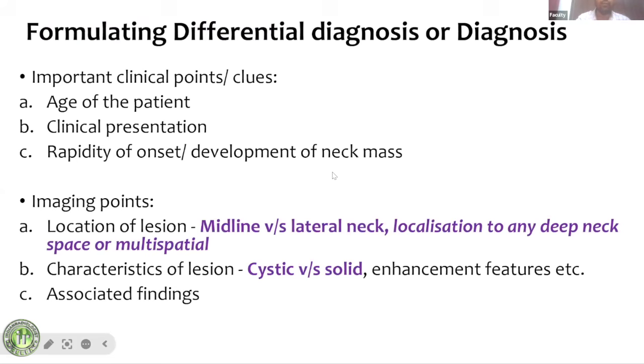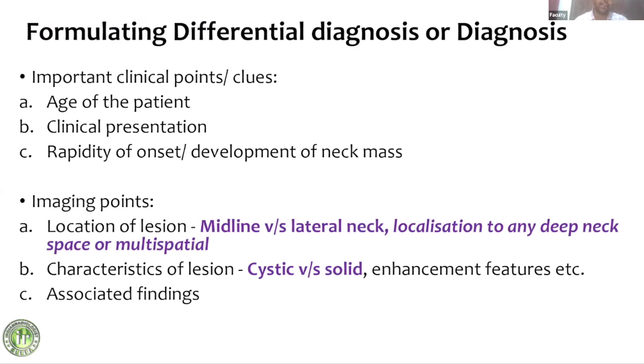So before going to what could be a neck mass, you, as a radiologist, should know a few important clinical points, and you have to assess a few imaging points. So the clinical points, most important: what is the age of the patient, what is the clinical presentation of the patient, whether it is an acute onset or a chronic or subacute onset, what is the rapidity of the onset or the development of the neck mass, and is there any associated feature, and is there any systemic manifestation also, because a neck mass could be a presentation of various systemic diseases as well.